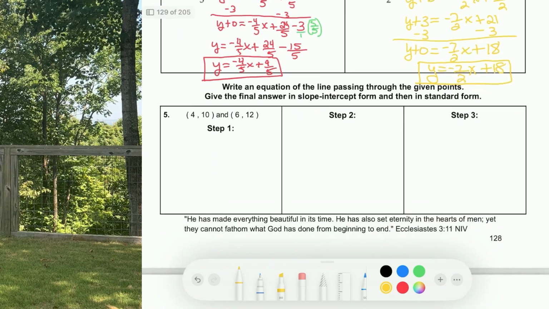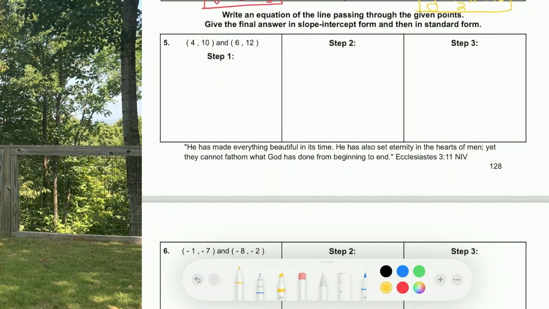All right, now let's look at writing an equation of the line passing through the given points. Give the final answer in slope-intercept form and then in standard form. So remember, we're going to use m equals y sub 2 minus y sub 1 over x sub 2 minus x sub 1. That's our first step. And then we have to change it from y equals mx plus b into ax plus by equals c.